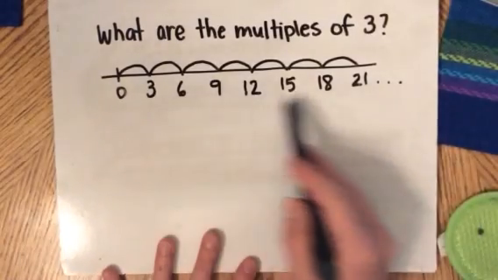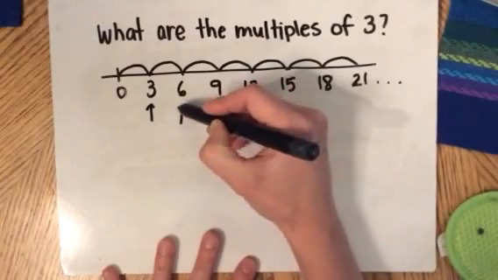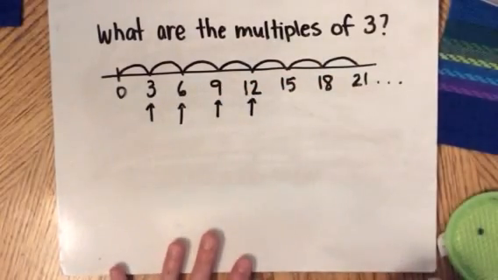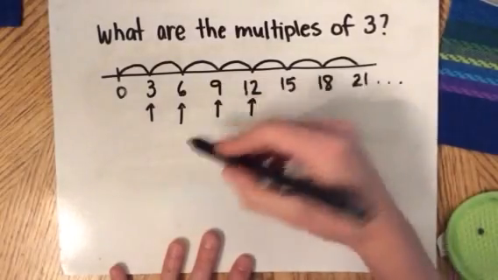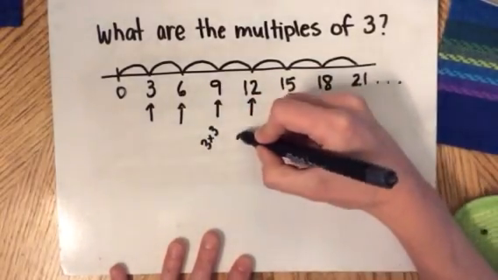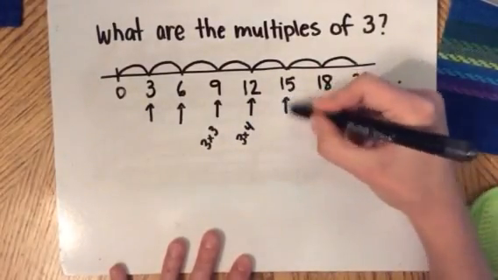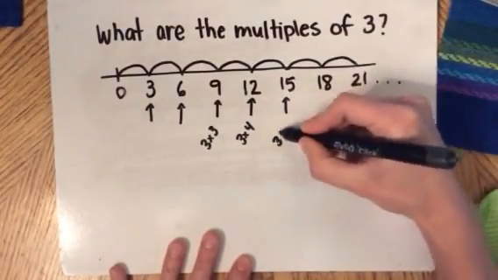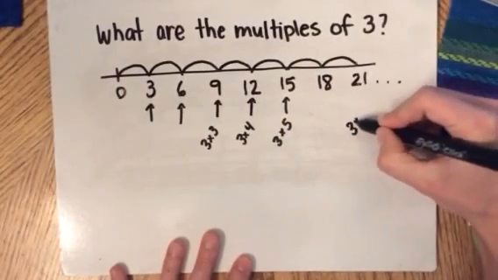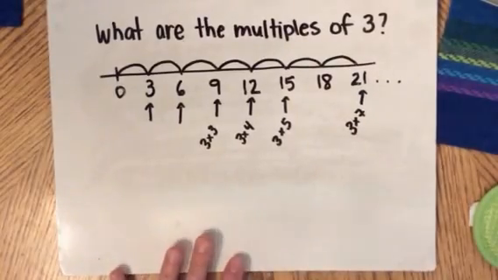So where do you see the multiples of 3? Well, here they are. All of the numbers we landed on our number line are multiples of 3. Why? Because I could get to 9 by doing 3 times 3. Or 3 times 4 and land on 12. 3 times, what would I times here? 5. And to get to 21, I would do 3 times 7. So these are all multiples of 3.